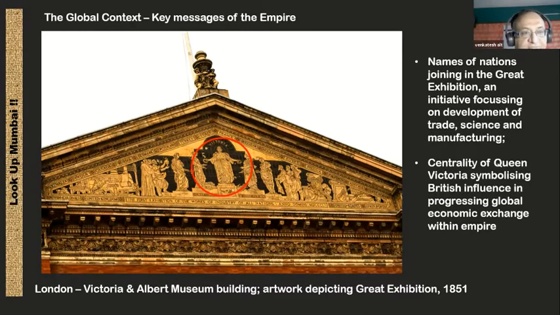The Victorian times were genuinely a time when steam became very important, trading became important, banking, the steel works, and several kinds of international economic networks, the rise of modern capitalism, joint stock companies, name it, and it was happening. Trade, commerce, industry, science were considered to be progress. So the centrality of Queen Victoria, symbolizing British influence in progressing global economic exchange within empire, was critical.